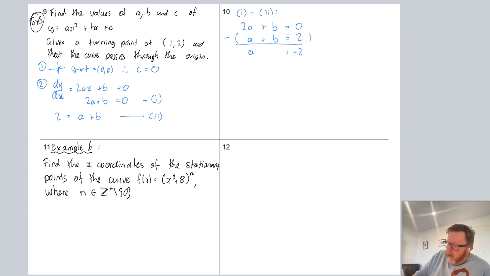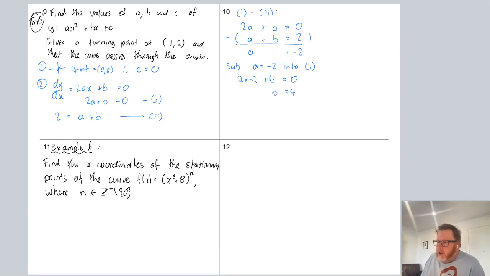Hooray! Now I'm going to substitute a equals negative 2 into one of the equations. Doesn't matter which one, I'll do it into equation 1. So we've got 2 multiplied by negative 2 plus b is equal to 0. So 2 times negative 2 is negative 4. Add negative 4 to both sides to get b is equal to 4. So it says find the values of a, b, and c. So we can summarize by saying, therefore, a is equal to negative 2, b is equal to 4, c is equal to 0.